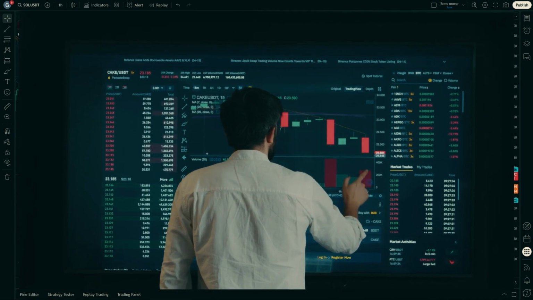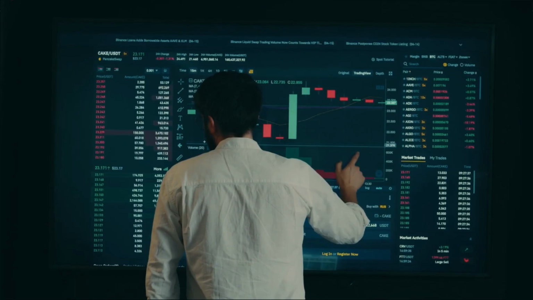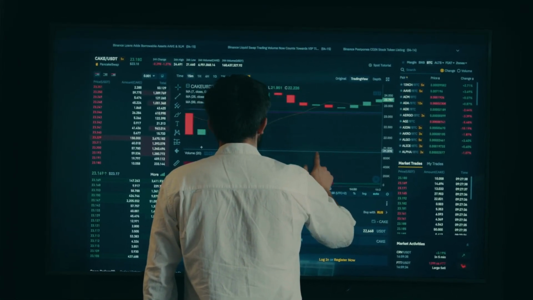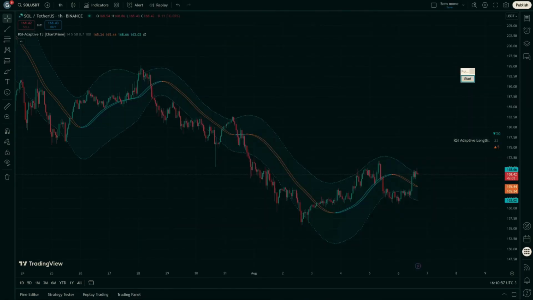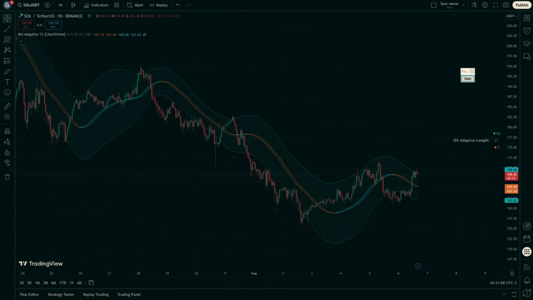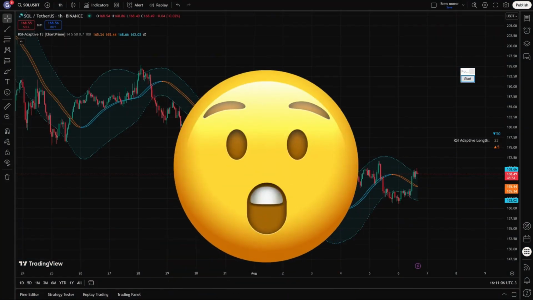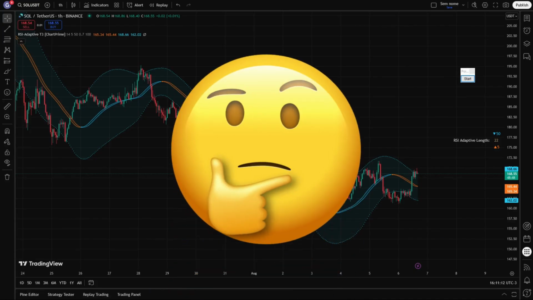Have you ever thought about using an indicator that automatically adapts to market conditions and clearly shows you whether we're in a trend or moving sideways? Today I'm going to introduce you to the RSI ADAPTIVE T3, created by the folks at Chart Prime. This indicator is smart. It automatically adjusts its sensitivity based on what the market is doing, whether it's calm or volatile. This can help you identify entries and exits with much more precision.